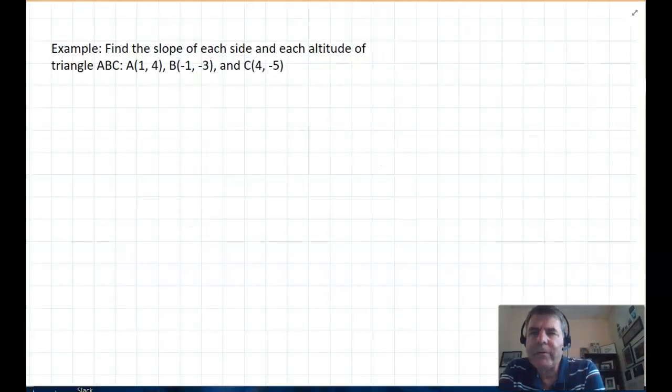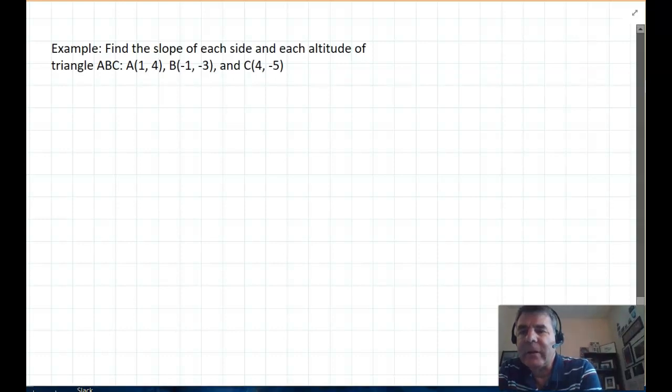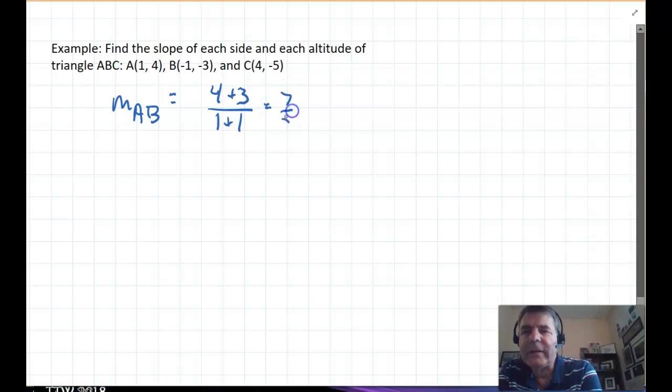In our last example, we're going to find the slope of each side of a triangle and the slope of each altitude. And remember that an altitude is perpendicular to a side. So let's get the slope of side AB. That'll be 4 plus 3 over 1 plus 1, which is 7/2. That means the slope of the altitude to AB will be the negative reciprocal because altitudes are perpendicular to sides.